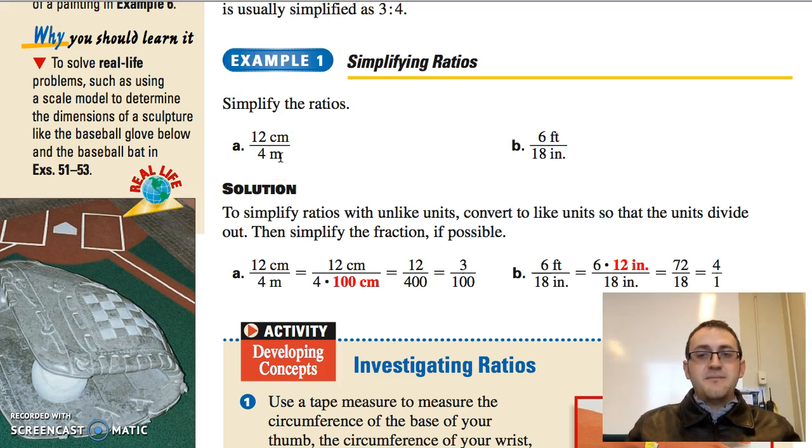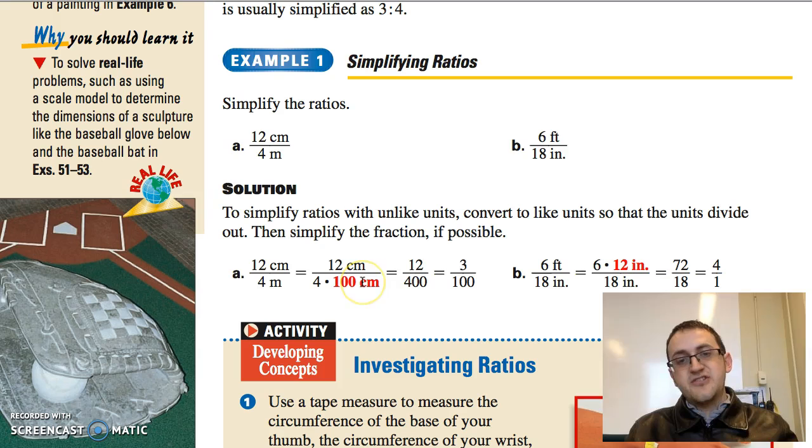Now, somebody may be foolish and say, oh, 12 to 4, that's 3 times as big. 12 centimeters is 3 times as big as 4 meters. But that's a misconception. They have to be in the same units. So what we're going to do is think about 12 centimeters over 4 meters. And we want to think about how many centimeters are in a meter. So I'm going to do 12 centimeters over 4 times 100 centimeters.